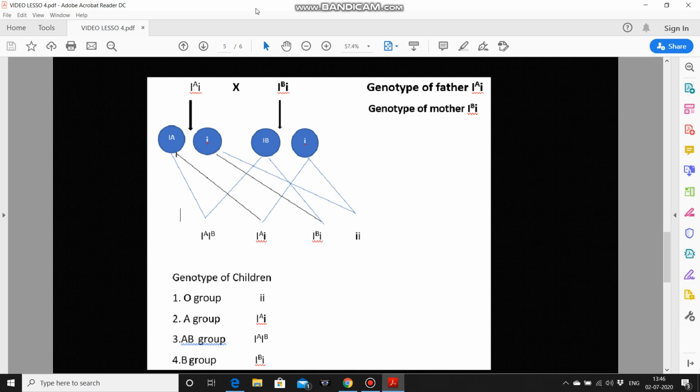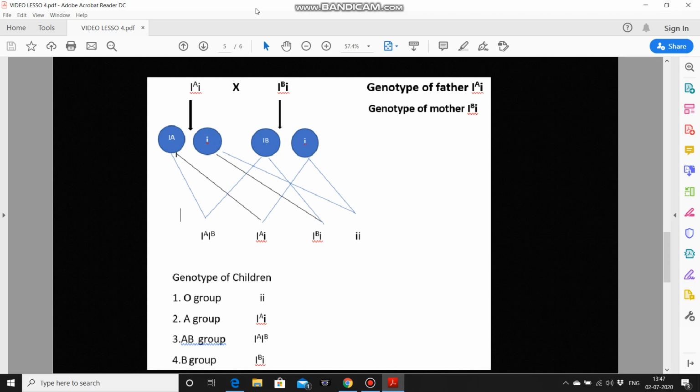So this is a genotype of the father, IAi. Genotype of the mother is IBi. IAi can produce two types of gametes. Some gametes are carrying IA and some gametes are carrying small i. Similarly, IBi produce two types of gametes. Some gametes are carrying IB and some gametes are carrying small i.